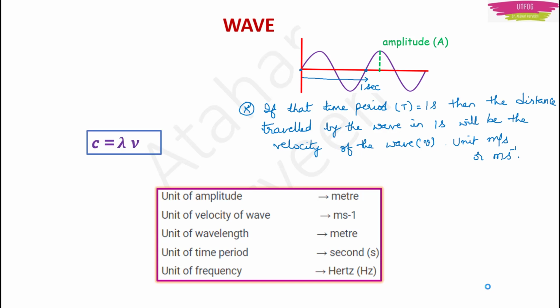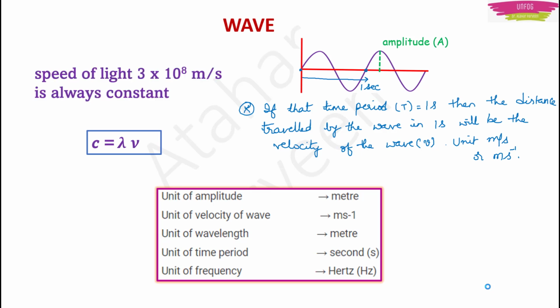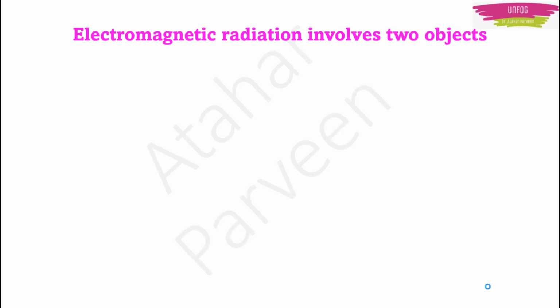Now the velocity of the wave or velocity of the light is the product of wavelength and frequency. This you have to remember. c is equal to lambda nu. This is a very important expression for us. And one more very important point is that the speed of light is 3 into 10 raised to 8 meters per second, and this is always a constant. Actually there are some decimals, 2.9 something. That round figure will be 3, that's why I am giving you 3. The speed of light is 3 into 10 raised to 8 meters per second.